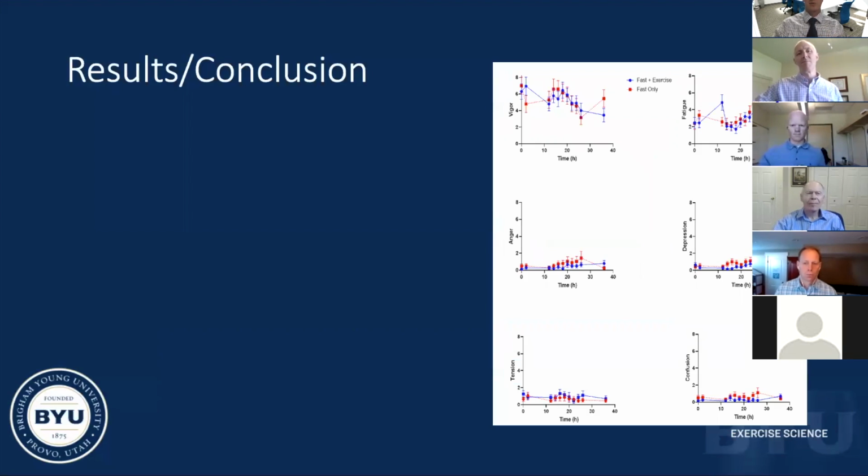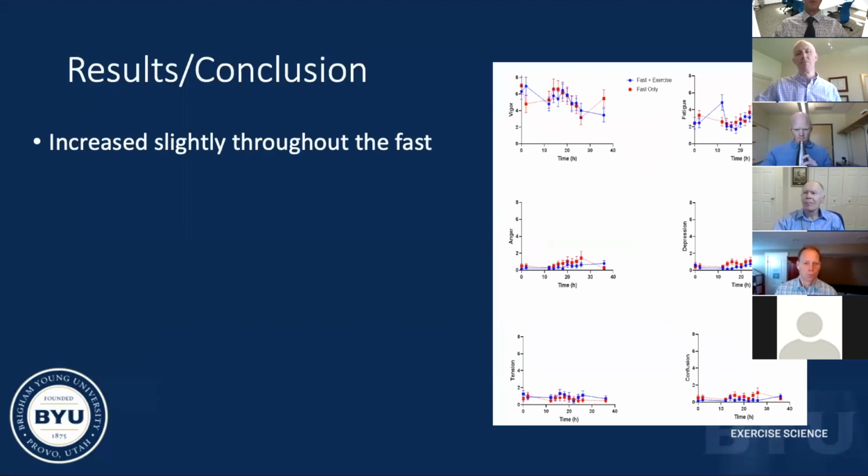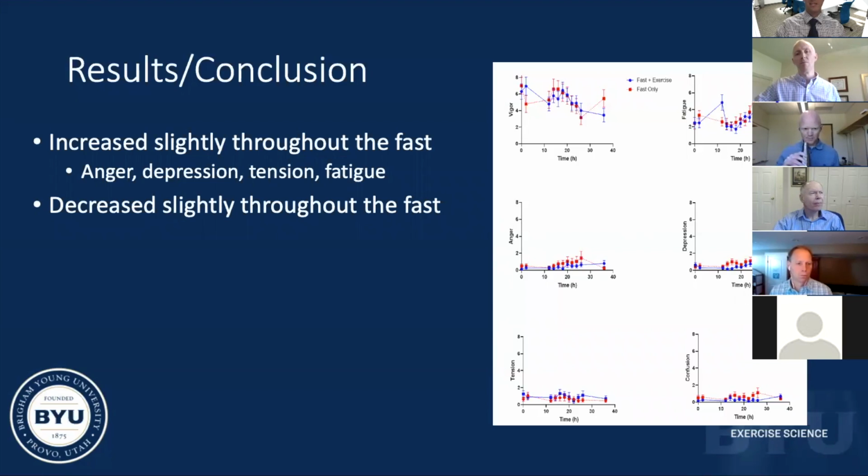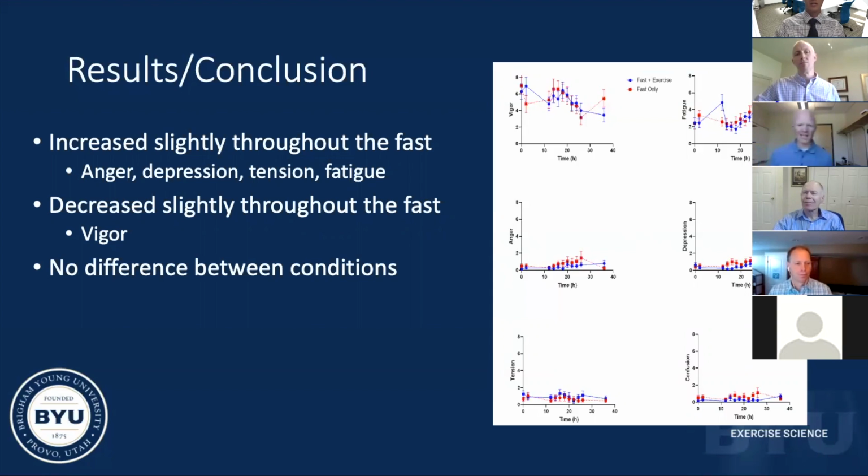And then as far as mood goes, there were some moods that increased slightly throughout the fast. And as you can suspect, those were kind of negative moods. Anger, depression, tension, and fatigue all slightly increased. But really, as you can gauge from those charts, not a whole lot changing. And then one mood slightly decreased throughout the fast, and that was vigor. So people got more angry and more tired throughout the fast. But just like our hunger, there was no difference between the conditions.